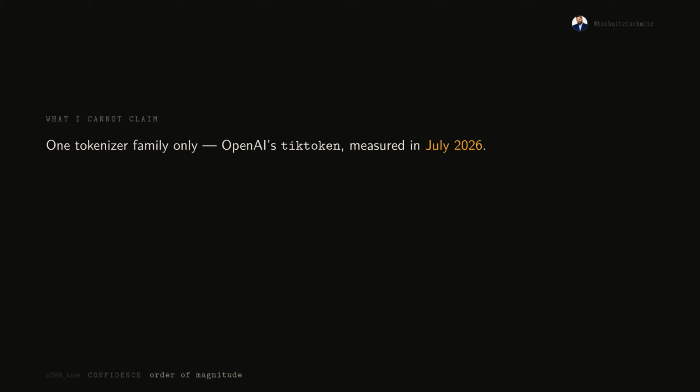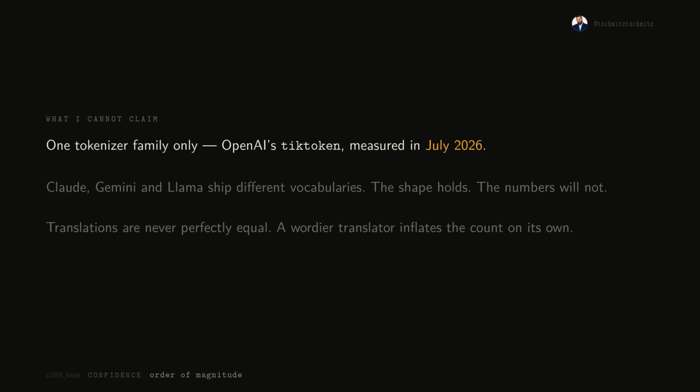Now, the part where I owe you honesty. All of this is one tokenizer family, OpenAI's, measured in July 2026. Claude, Gemini, and Llama ship different vocabularies. If you use those, the shape holds and the exact numbers will not. And translations are never perfectly equal. A translator can simply be wordier, which inflates the count on its own. So I would not defend 5.2 to 2 decimal places. I would defend the order of magnitude.